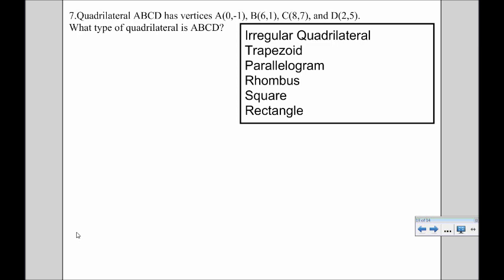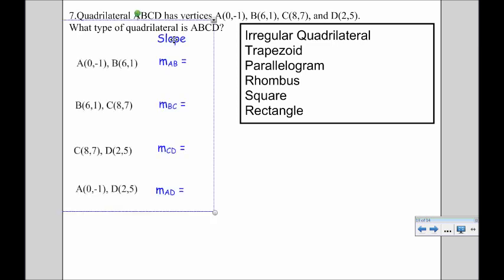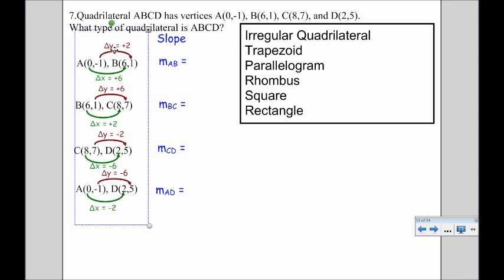So, in order to get a handle on this, what I like to do first is to look at all of the slopes of each side. If only one set of sides is parallel, then I know I'm going to have a trapezoid. If 2 sets of sides are parallel, then I know it's a parallelogram. So I'm going to have to find the slope of each of these lines. To do that, I need to look at all of the change in y's and change in x's. Then I can get each of my slopes.